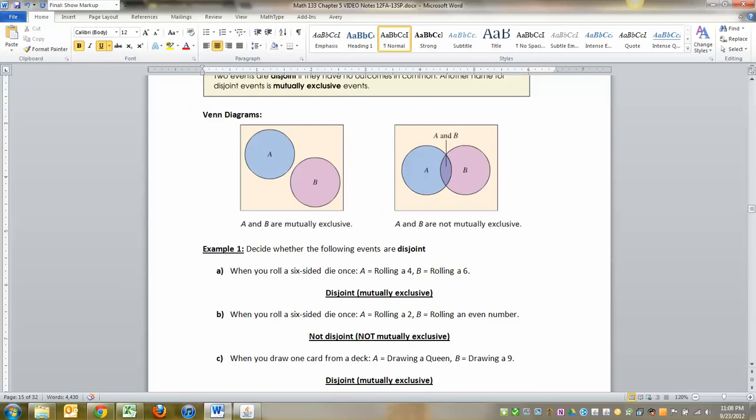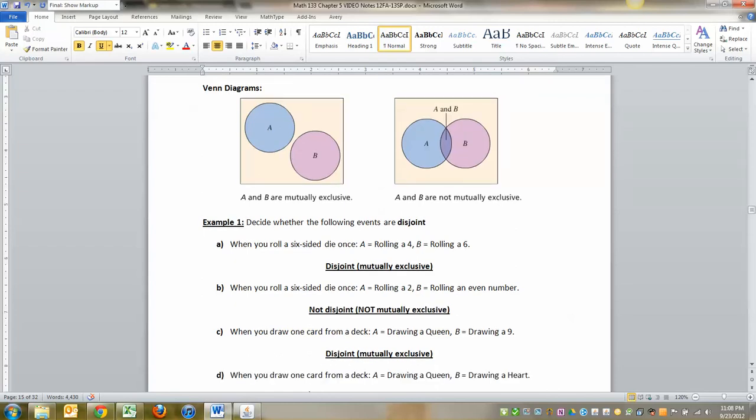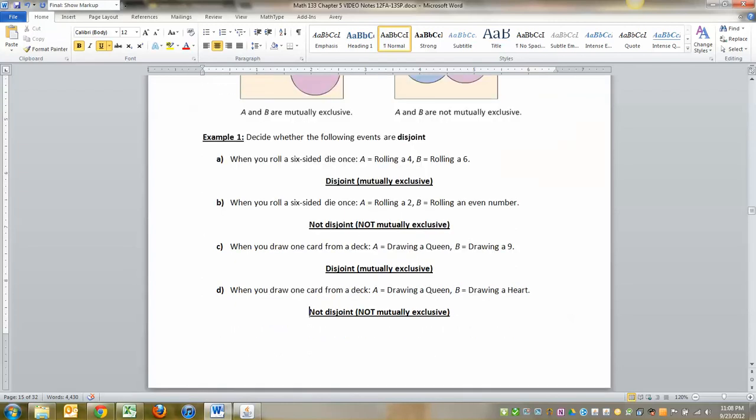So the other 3 queens are sitting over here in the blue region. The Queen of Hearts is right in there in the purple region. And then over here in the pinkish is all the other hearts, right, that are not the queen. The king, the jack, the 10, they're all over here, right? So that would be not mutually exclusive. They have an overlap. If they have an overlap, that is not disjoint, right?